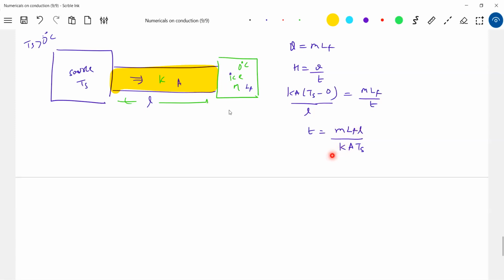Getting this one? Let me take the iron rod. K will be more. Let me take some material where K is less, then it'll take more time. If I increase the area of cross section, what happens? More heat will flow, the ice will melt very soon. These are the things which are going to help us a lot in designing any system. Just don't end up at the mathematics. Try to analyze what the time taken for the ice to melt depends on.